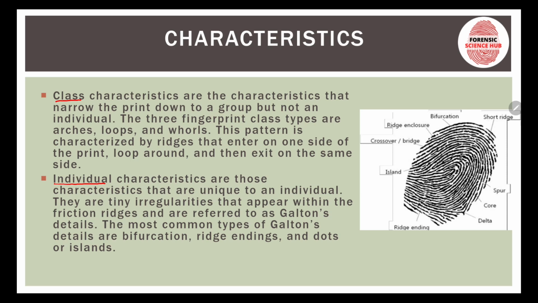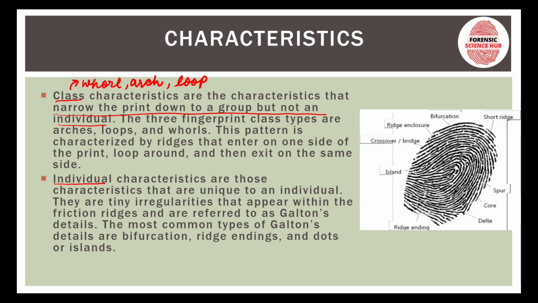Class characteristics are the characteristics that narrow the print down to a group but not to an individual. So class characteristics are common types of characteristics that are present in every individual, and they can help us narrow down to a few individuals but not to a particular individual. For example, in case of fingerprints, class characteristics can be like whorl. A fingerprint can be of whorl type, it can be of arch type, or it can be of loop type. So these are the characteristics that are present in the overall population.